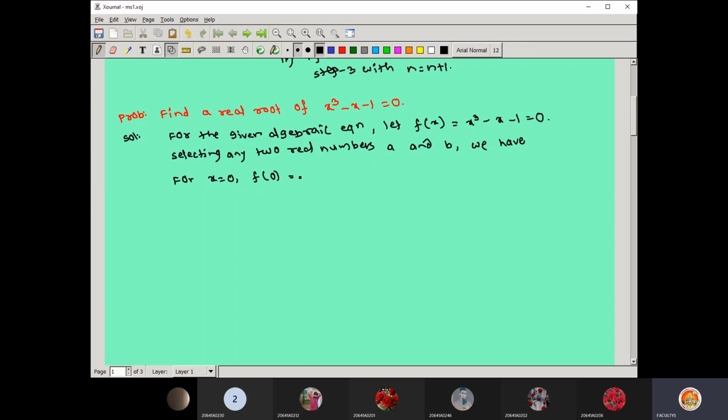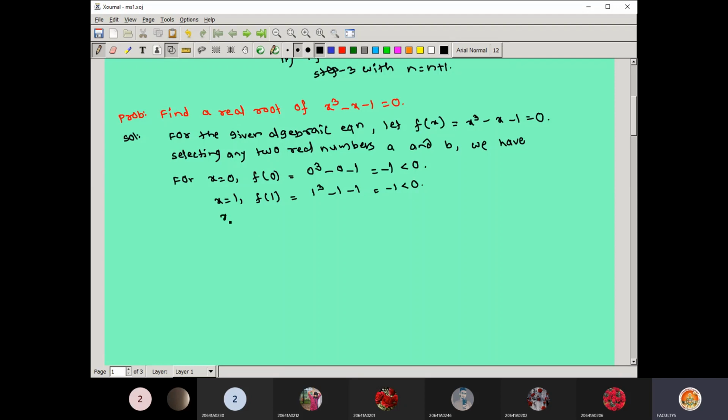If I write x equal to 0 there, 0 cube minus 0 minus 1, you get the answer minus 1. This is less than 0. Similarly, you can go for x equal to 1, the next consecutive value. This procedure is to be continued till you get opposite signs. So I suppose x equal to 1 here. So f of 1 is 1 cube minus 1 minus 1. What answer do you get? 1 minus 2, again minus 1. Still it is less than 0. So we need to get opposite signs. Again both are less than 0.